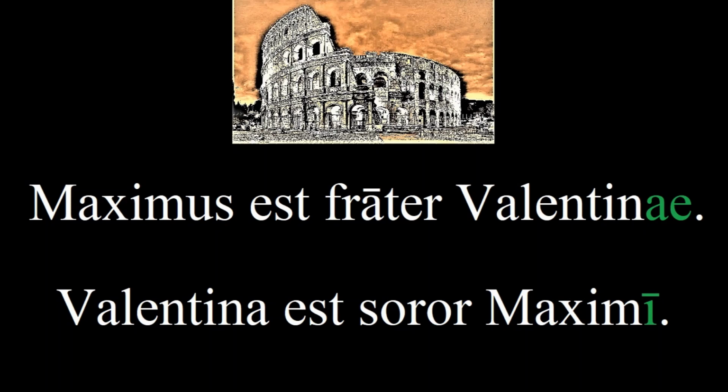Hopefully you also noticed the genitive form in the two sentences. Maximus est frāter Valentinae. Valentina est soror Maximi. So this means Maximus is the brother of Valentina, or just Maximus is Valentina's brother. And likewise for the second sentence. Let's continue with the story.